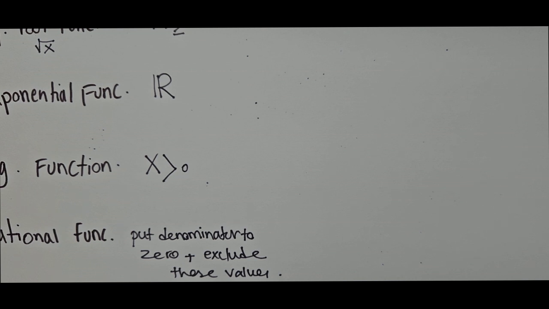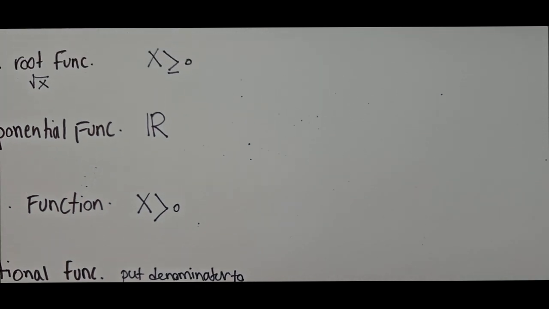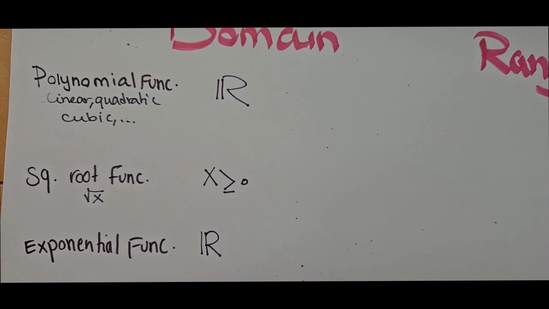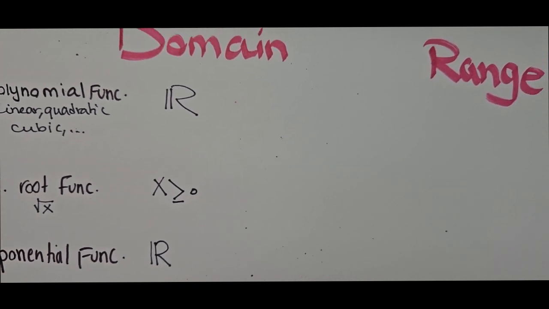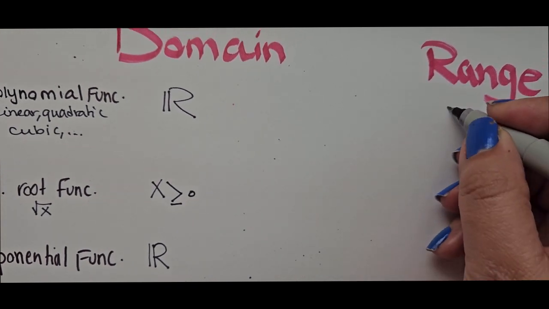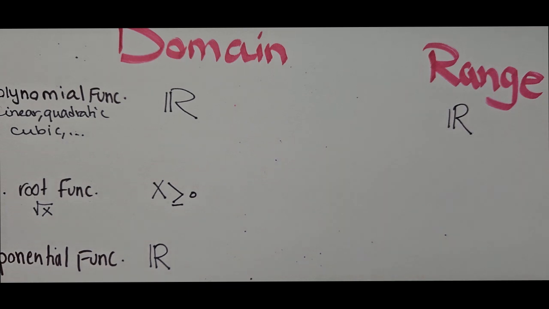Now, talking about the range, if you remember, the range of a function is the set of all its outputs, right? So let's see what the ranges of these famous functions are. So again, if we talk about the polynomial, the domain is R, the range is also R.